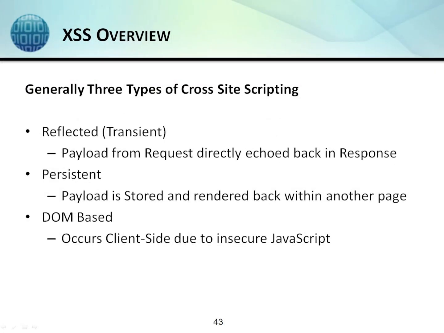So there's generally three types of cross-site scripting. Reflected, also called transient, is where the input is literally just echoed right back in the response. Then you have persistent, where the payload is actually stored within the application, and then it's subsequently rendered on another page, which executes when viewed. And then there's DOM-based, which is due to insecure client-side JavaScript. So again, you just have some JavaScript code running in the browser that's getting user controllable input and then passing it to an insecure function like eval, or writing it directly into the DOM, like document.write.